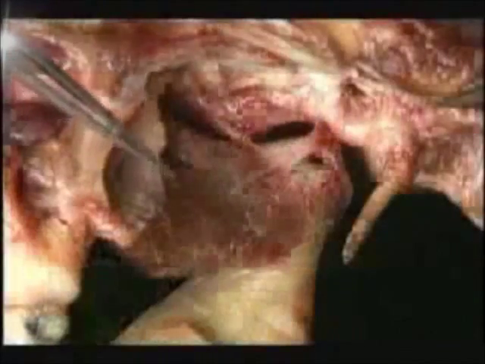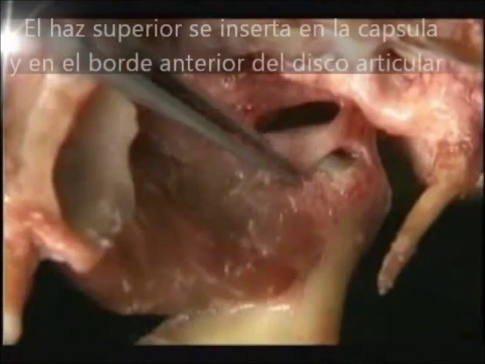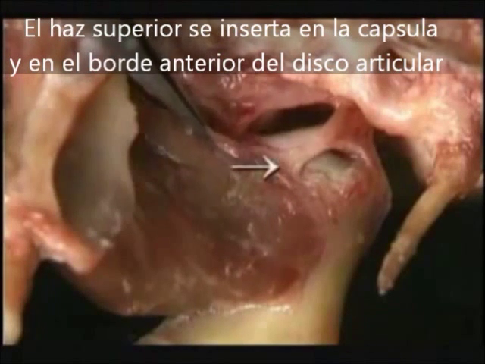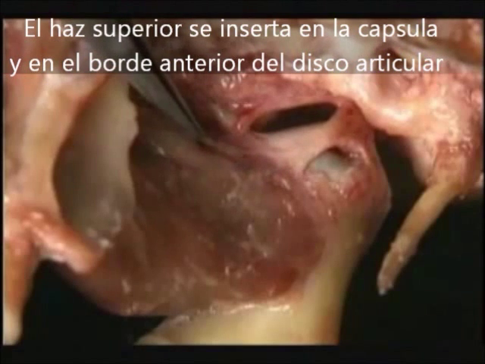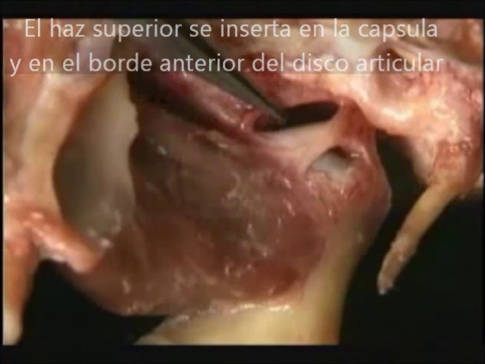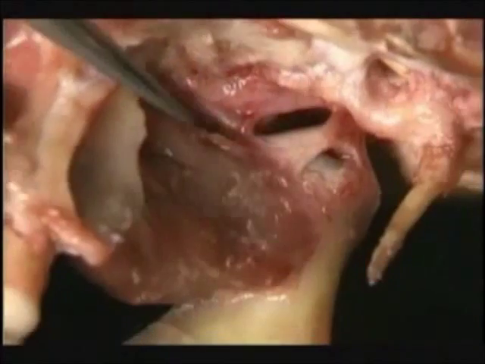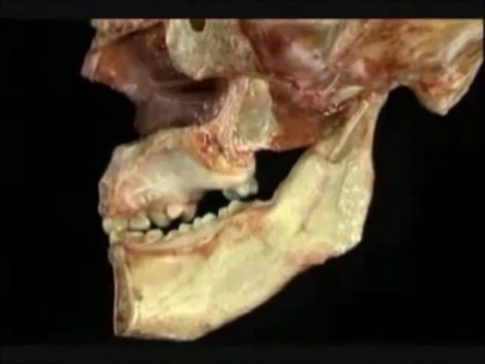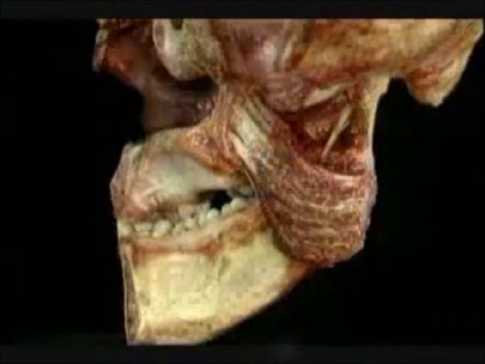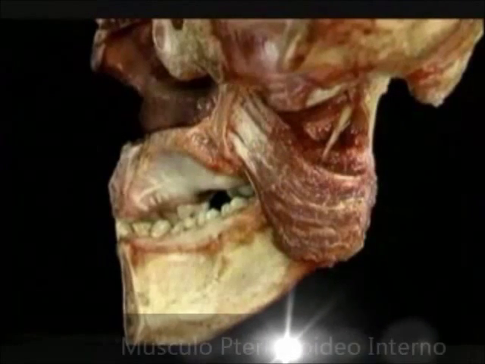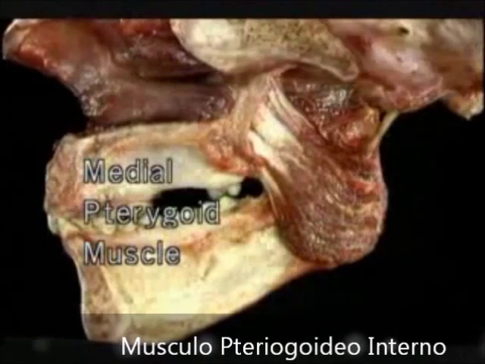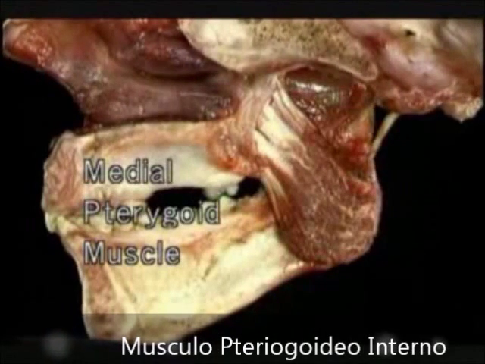The lateral pterygoid also inserts onto the capsule of the temporomandibular joint and into the front edge of the articular disc. These windows in the capsule were made artificially, as in the shot that we saw previously. Now that we've seen the lateral pterygoid, we'll add the medial pterygoid muscle to the picture. The medial pterygoid muscle is larger than the lateral pterygoid and runs in a quite different direction.